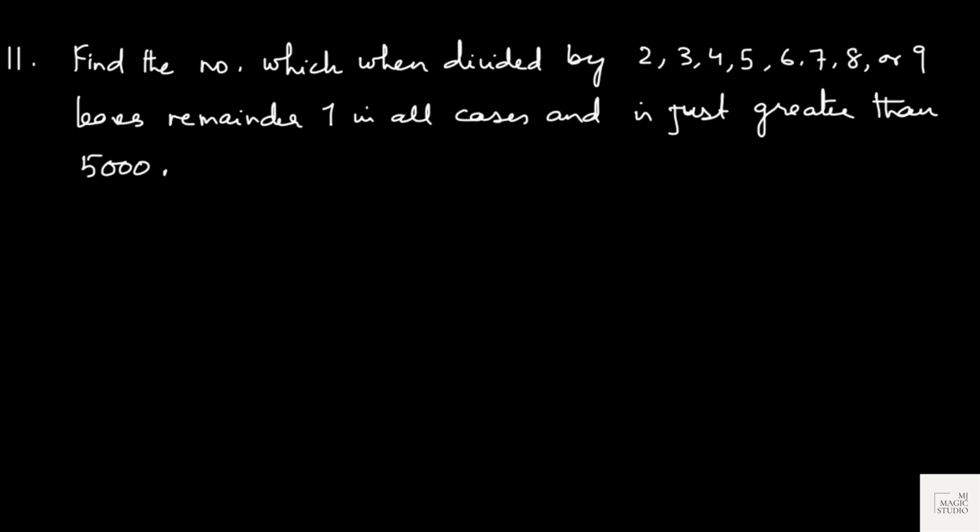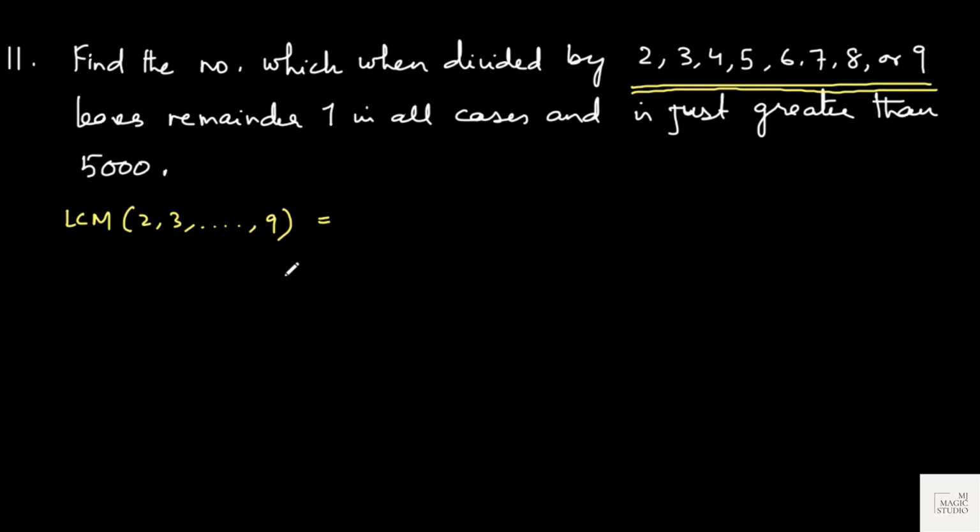Give it a try. We are looking for the number which, when divided by any number from 2 to 9, that is 2, 3, 4, 5, 6, 7, 8 or 9, leaves remainder 1 in all cases, and the number should be just greater than 5000. In such questions, whenever divisors are given, first find the common multiple of all the divisors. We need to find the LCM of 2 to 9.